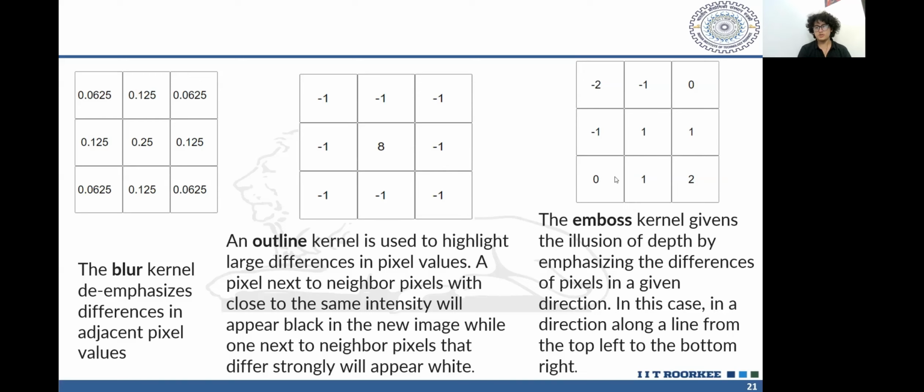And this is another kernel, namely the emboss kernel. This emboss kernel gives the illusion of depth to the image. You can see that it is a kind of symmetric matrix, and it is represented in such a way that it gives the information about the depth of the image. So now we will see the application of these kernels on our image.